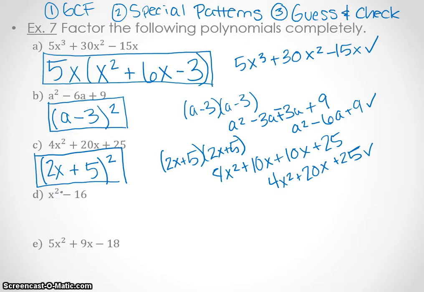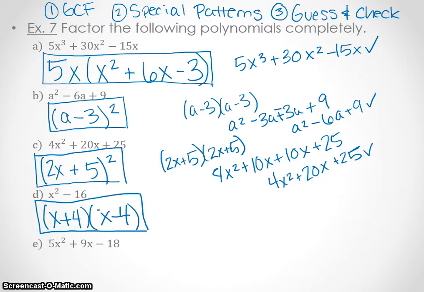Okay, one more. X squared minus 16. This might be a special pattern again. It might be that instead of having two minuses or two pluses, it's the alternating one. X squared, square root of x squared is x. So we need two binomials here. And square root of 16 is 4, so we put 4's here. But remember, if there's no middle term, you have to have one plus and one minus. So they're alternating here. Let's FOIL it out just to check.